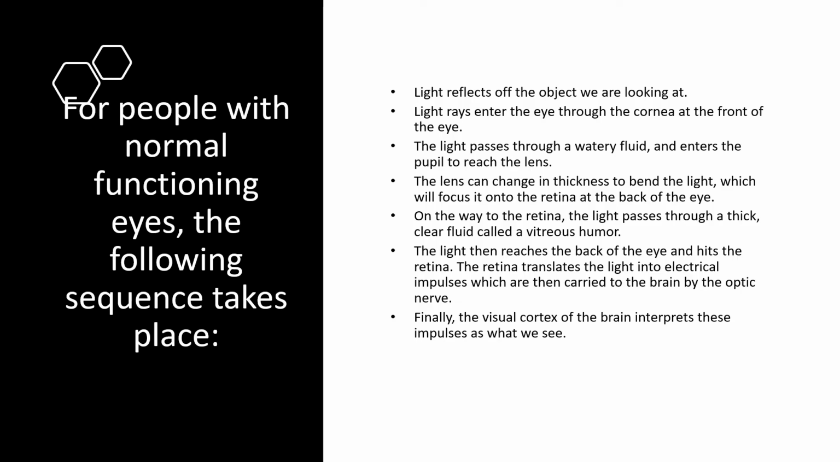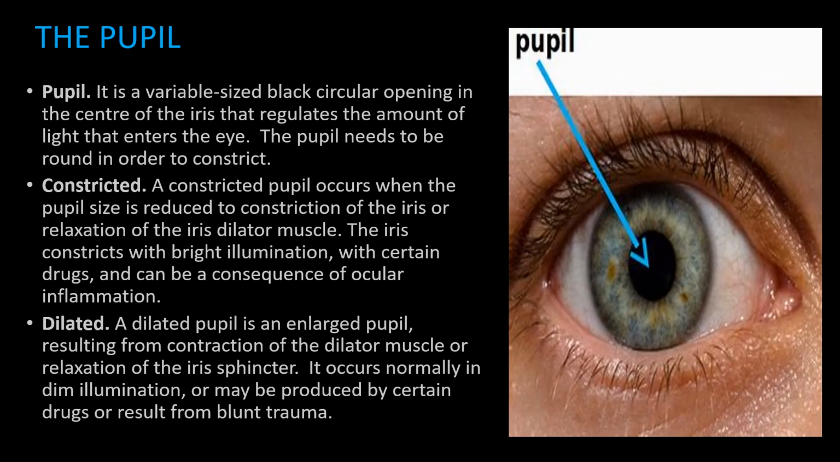The light then reaches the back of the eye and hits the retina. The retina translates the light into electrical impulses, which are then carried to the brain by the optic nerve. Finally, the visual cortex of the brain interprets these impulses as what we see. Seriously, I would stop this and write some notes on this so that if this appears in your exam, you know exactly what you are doing. So the pupil, the black bit of your eye, is the opening in the center of the iris. It regulates the amount of light that enters the eye.